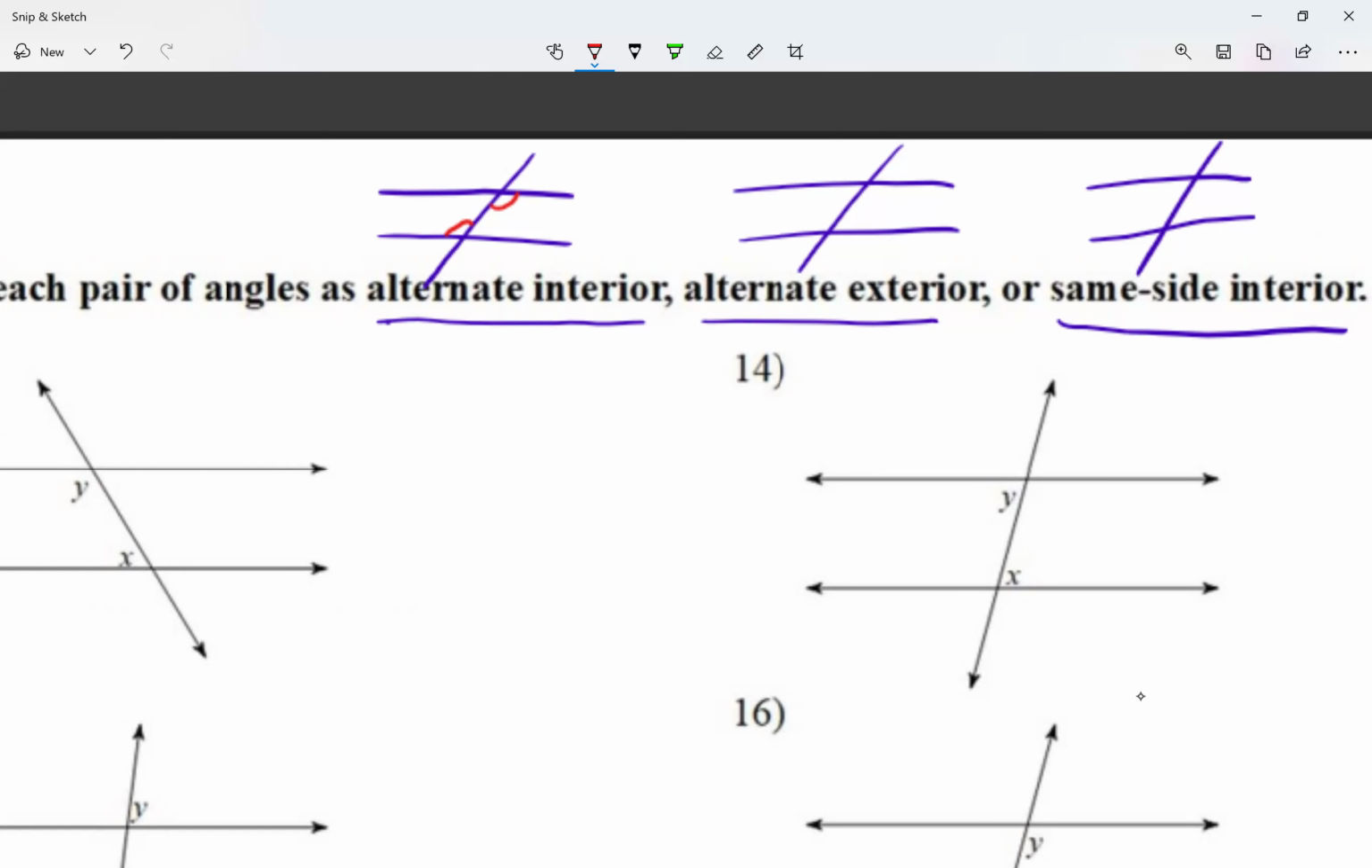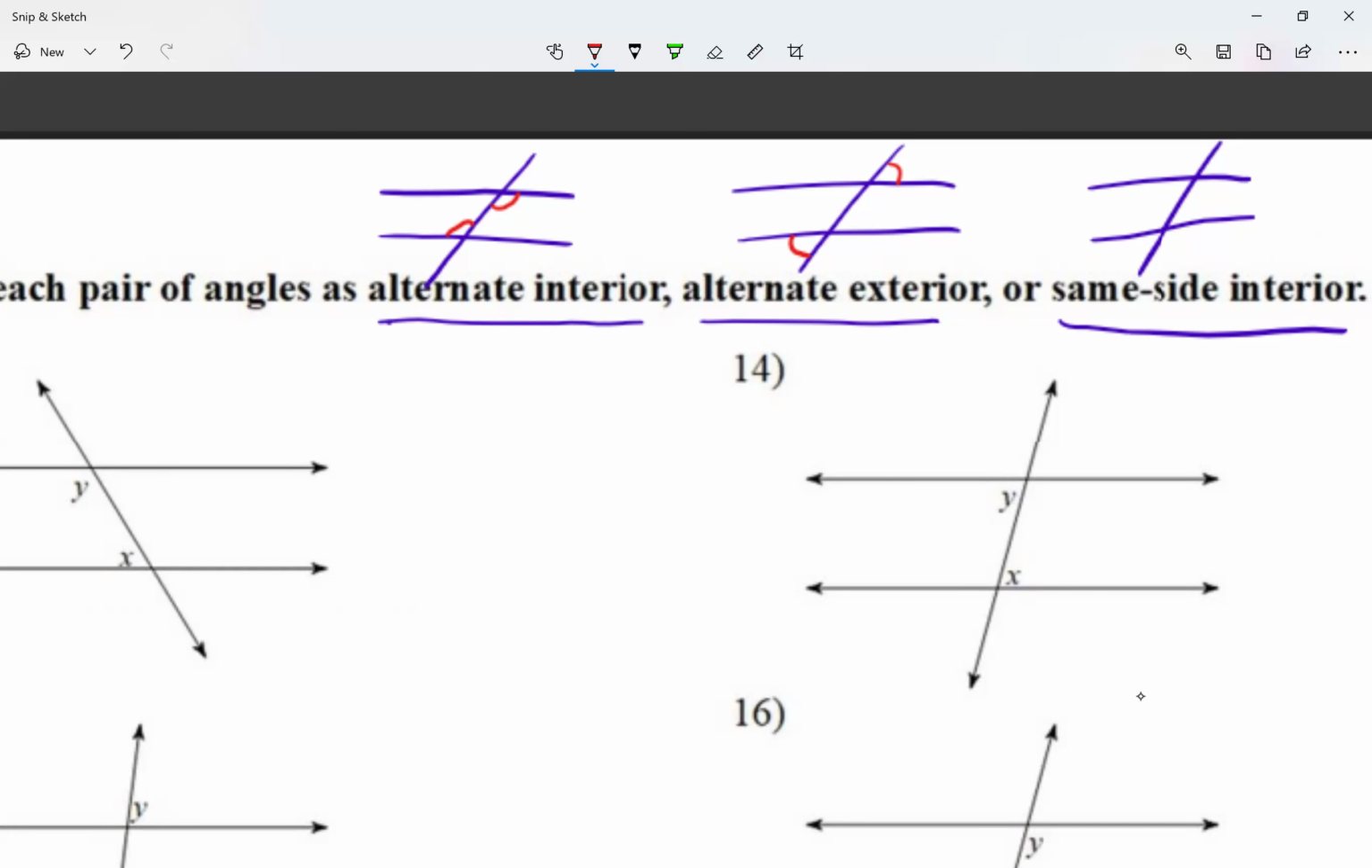Now, alternate exterior, as you guys can imagine for alternate, they're on different sides of the transversal. So one of them is on one side, the other one's on the other side. But exterior means they're outside of the parallel lines. So an example could be this angle with this angle. So you guys can see one of them is on one side of the transversal, the other one's on the other. And then exterior means they're not in between the parallel lines.